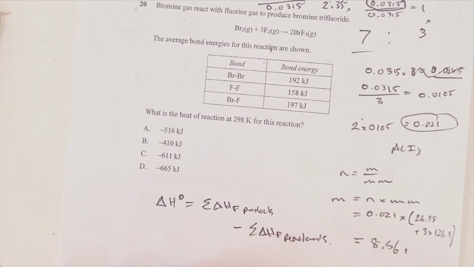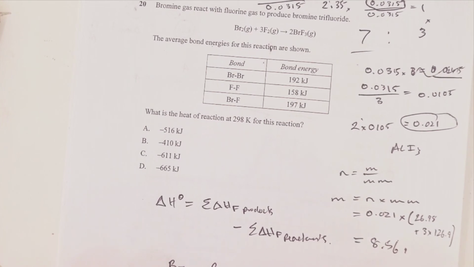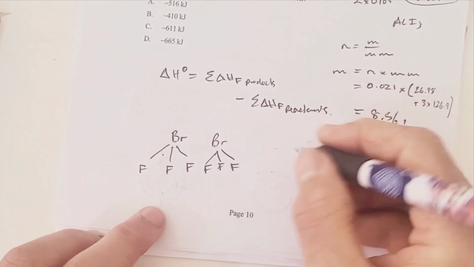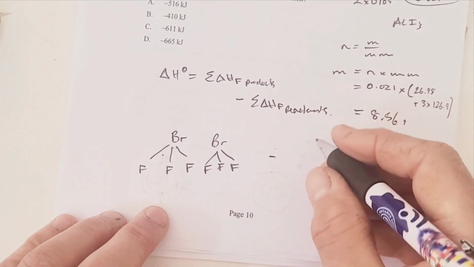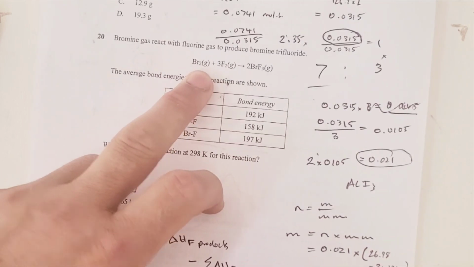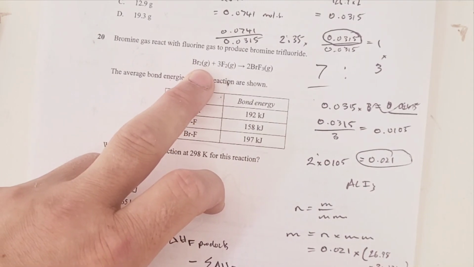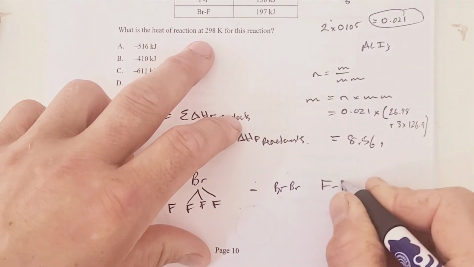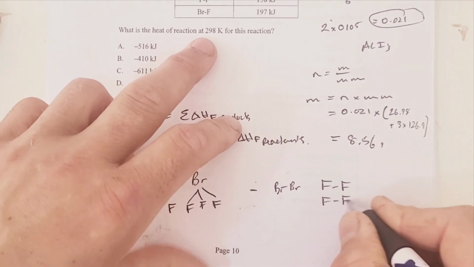Why don't we draw it out? Br-F, there's two of those. F, and then we've got Br2. Br, and then 3 fluorine bonds.